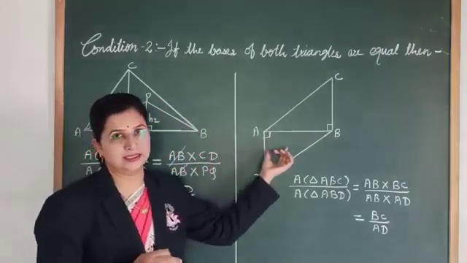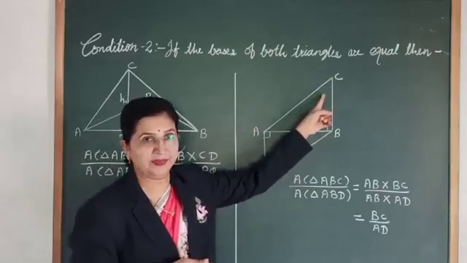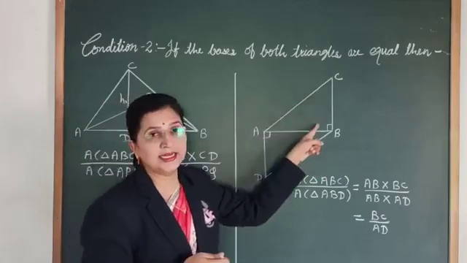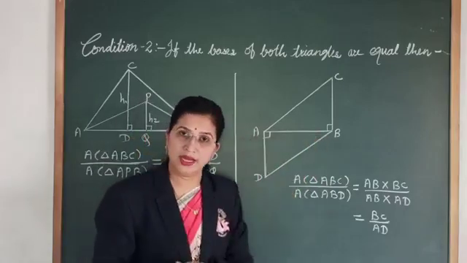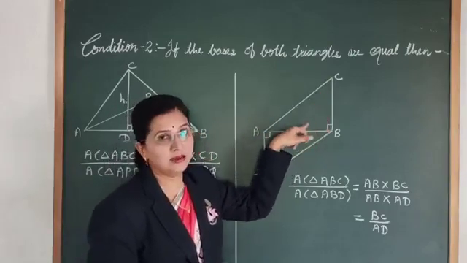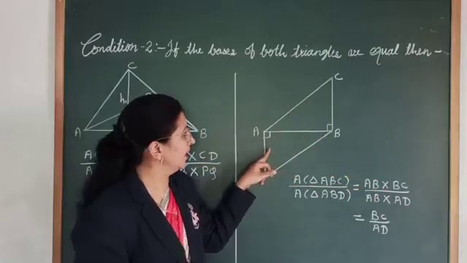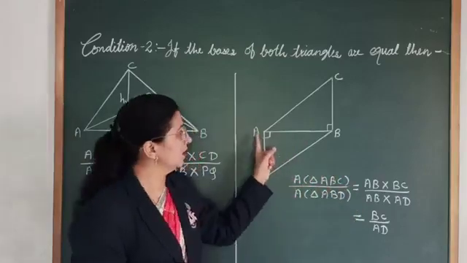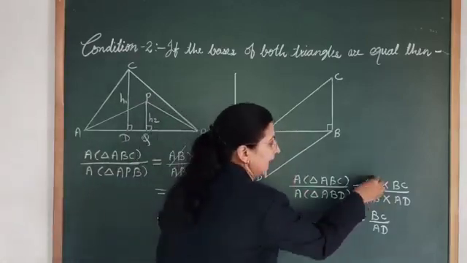Now if the figure is like this. In this figure you can see there are two triangles, triangle ABC and triangle ABD. Now in this, BC is perpendicular to AB and AD is perpendicular to AB. It means that for the first triangle ABC, AB is the base and BC is the height. And for triangle ABD, its base is AB and height is AD. So here also both the triangles have the common base AB, which will get cancelled.